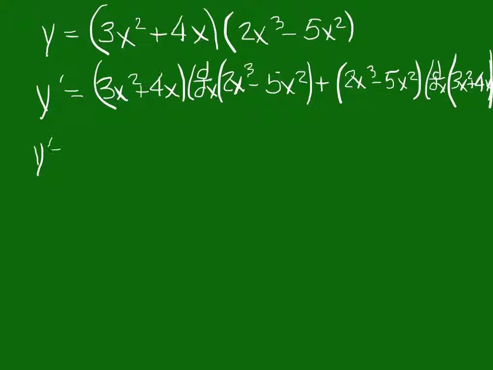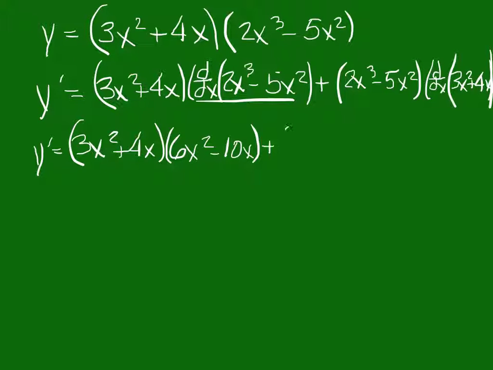Alright, so let's go back and simplify. We'll have 3x squared plus 4x staying the same, but then the derivative of the next term here is 6x squared minus 10x. Now the first quantity in the next set stays the same, 2x cubed minus 5x squared. Now you need the derivative of this term, 6x plus 4.